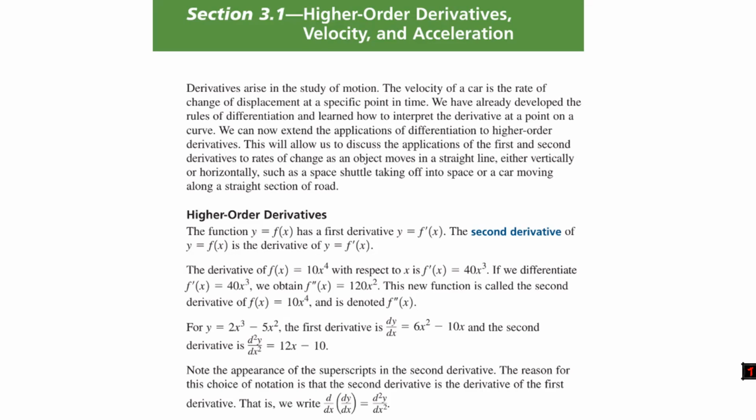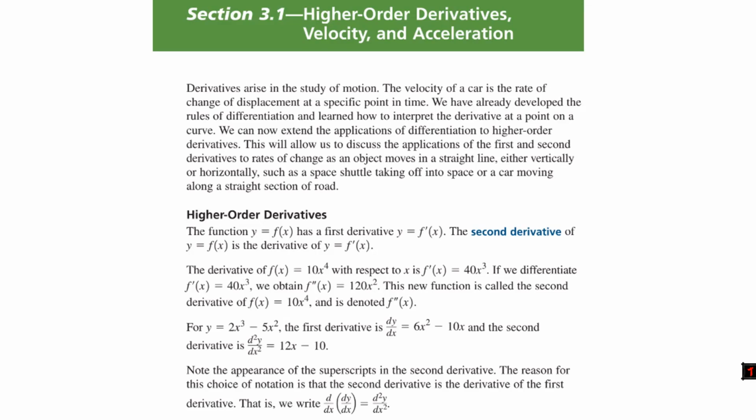So derivatives arise in the study of motion. Remember, at first we wanted to know how fast something is moving at a specific point. Then we discovered limits. Then we generalized rules for limits and applied them with composite functions, right? With the higher order functions. So the velocity of a car is the rate of change of displacement at a specific point in time. As you said, Alan, velocity is the derivative of displacement.